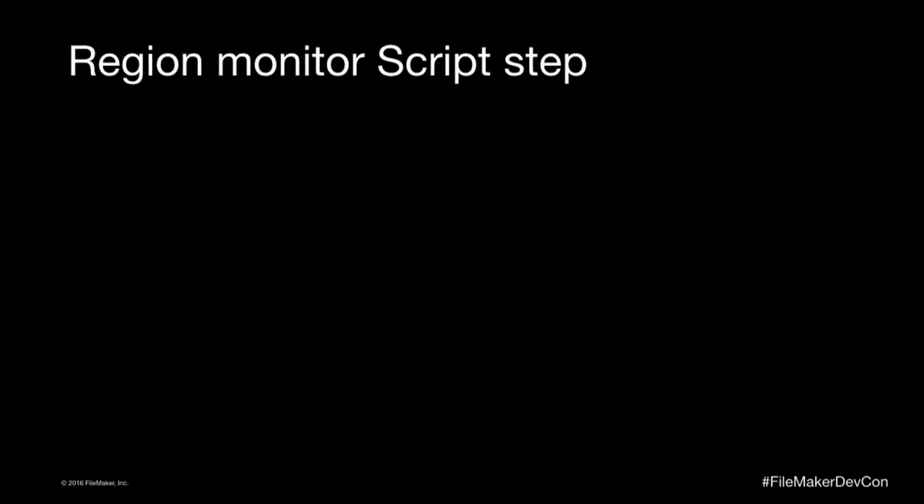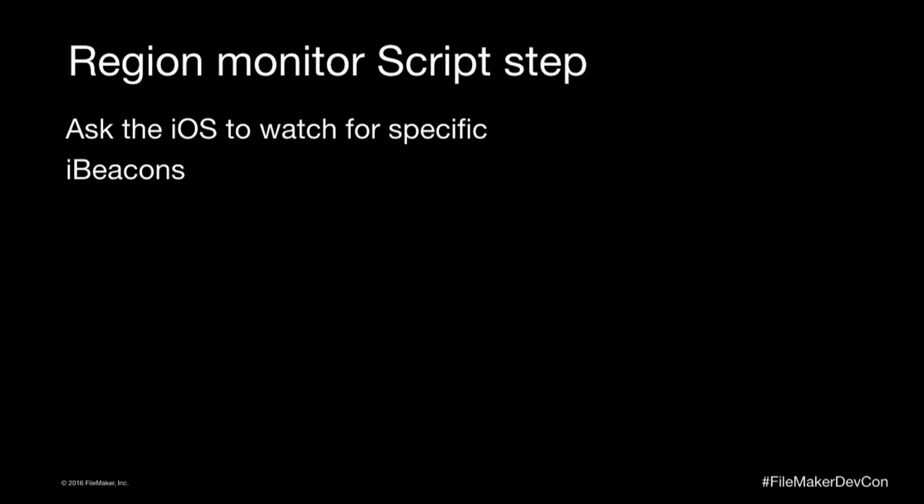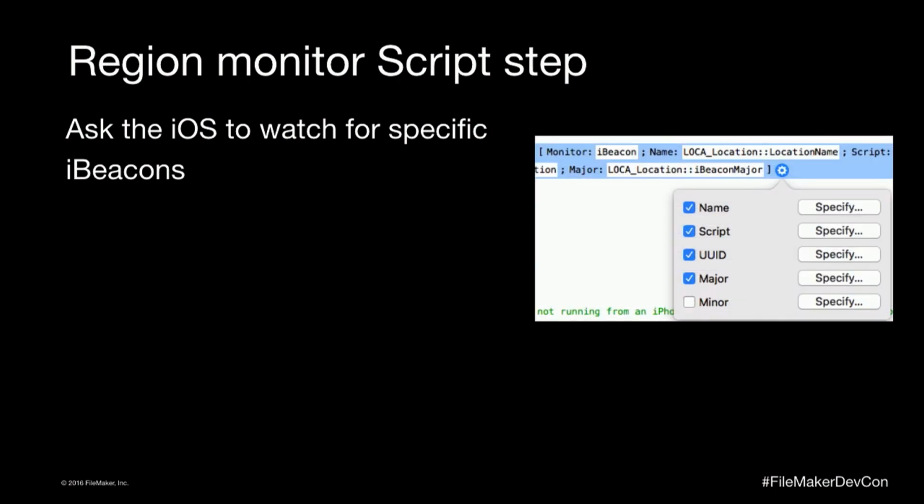So in 16, we got a new script. Last year, in 15, we had to trigger this reading of the iBeacon. That meant you had to push a button and wait for the iOS to search for beacons and then return a result. This year we got the region monitor script step, which is really great. Basically, we ask the iOS to watch for specific iBeacons. And we do this with a single script step saying monitor regions.